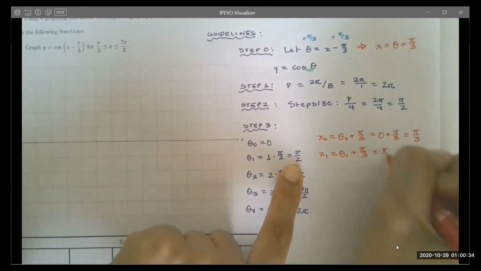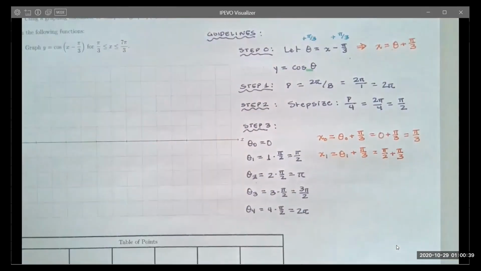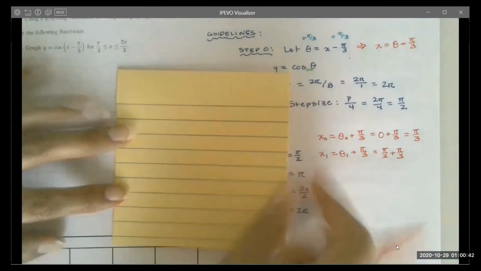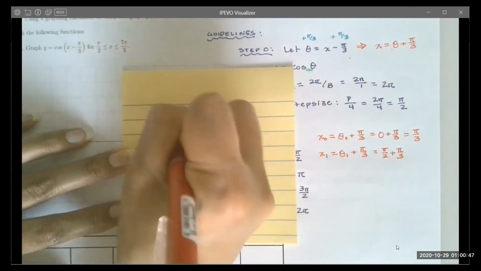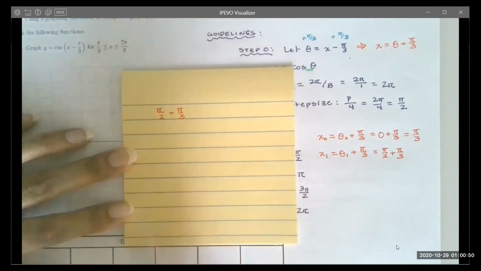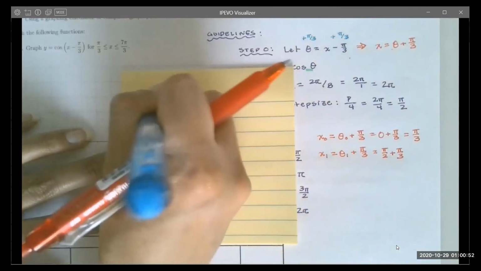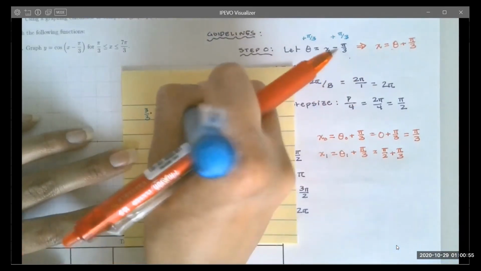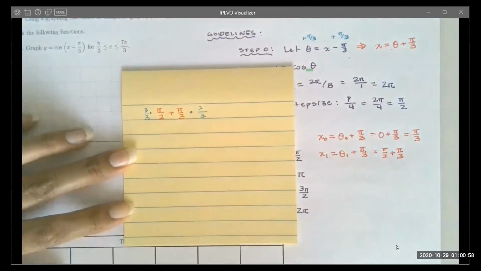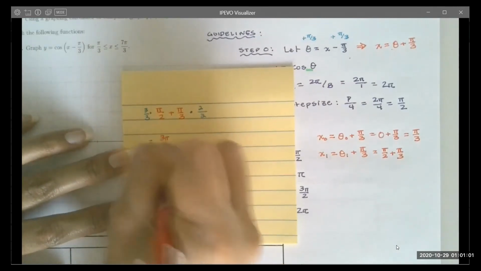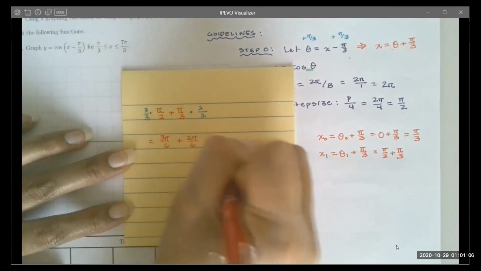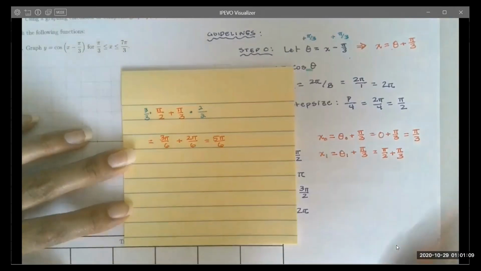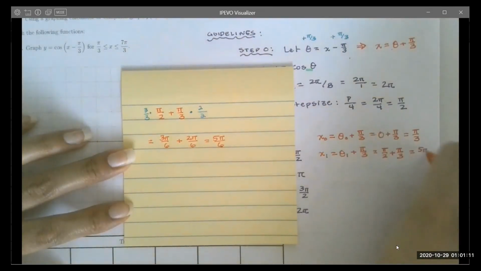So we're going to have pi over 2 plus pi over 3. Now to add those together, we need to have the same denominator. So I'm going to do some side work. Pi over 2 plus pi over 3. Multiply the first fraction by 3 over 3 and the second fraction by 2 over 2. And we get 3 pi over 6 plus 2 pi over 6, which is 5 pi over 6. So this becomes 5 pi over 6.